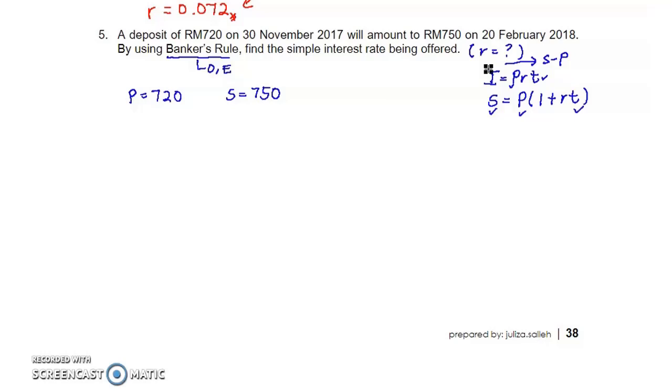Okay, now let's say to avoid complexity, so we use formula I equals to PRT. If you want to use formula S equal to P(1 plus RT), also no problem. You still get the same answer. Okay, first we need to find value T first. Number of days between the two dates. Month, number of days.